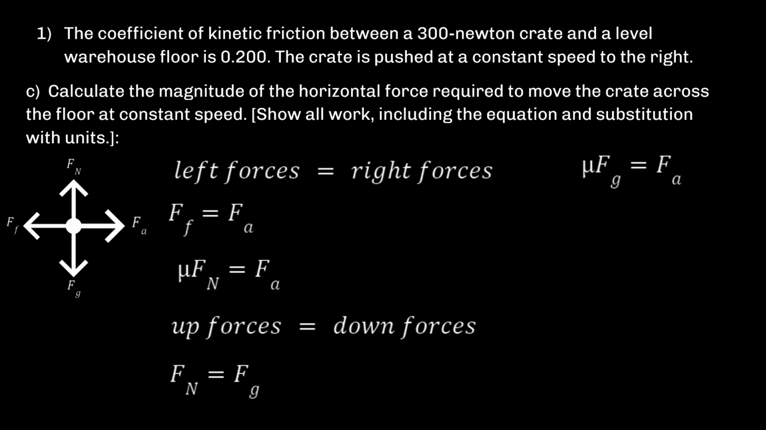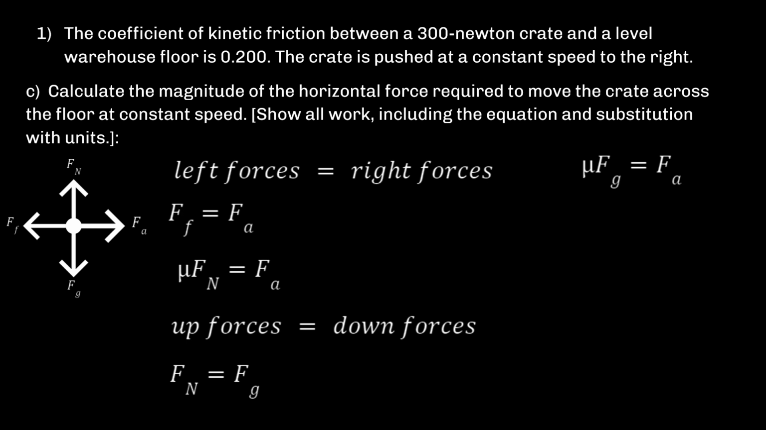Now, we can plug in our numbers. We've been given the coefficient of friction in the question. We don't have to go to the reference table to find that. So I'm going to plug in the 0.2. What's Fg? Fg is the weight of the crate. That is actually given to me in the question because it tells me I have a 300 Newton crate.